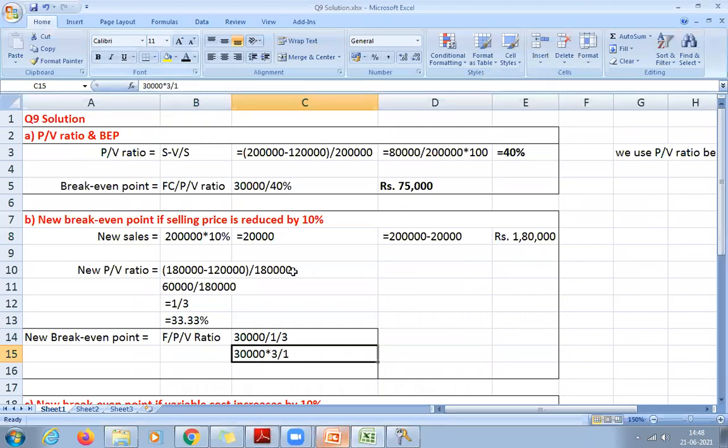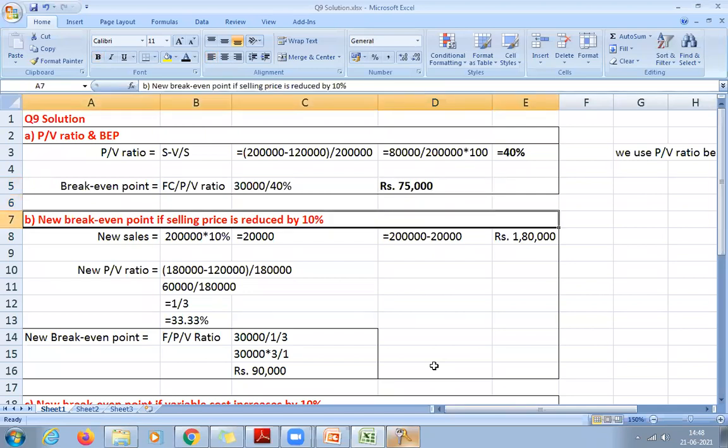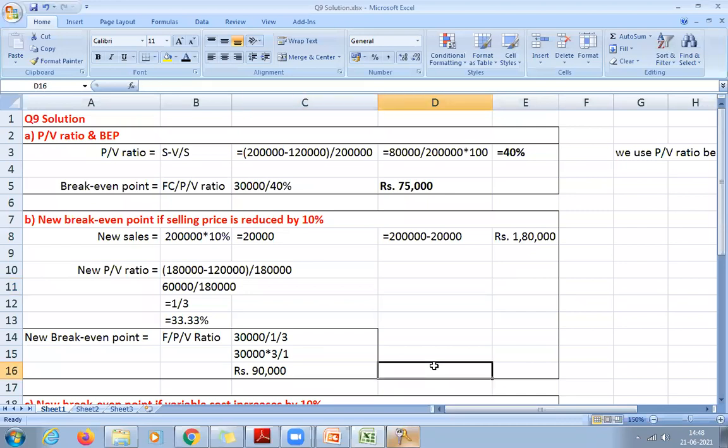90,000. So 3 will come to the numerator if you do a cross multiplication. So how much will you get? 30,000 times 3 divided by 1. It will be 90,000. Got it? So now new break-even point will be 90,000. Earlier, how much was that break-even point? 75,000. Since you decreased your selling price, you have to earn more sales. You need to have more revenue to make a break-even. So now the new BEP is 90,000. Got it, students? Yes or no? Yes, sir.